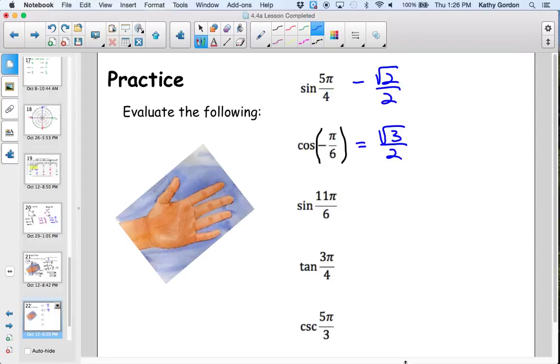Don't forget the root around it. It's the root of your fingers over 2. And it is, yeah, that's positive. And it's positive because we're in the fourth quadrant, right?